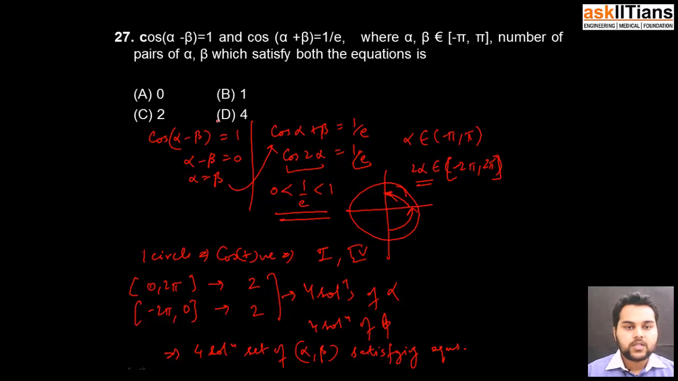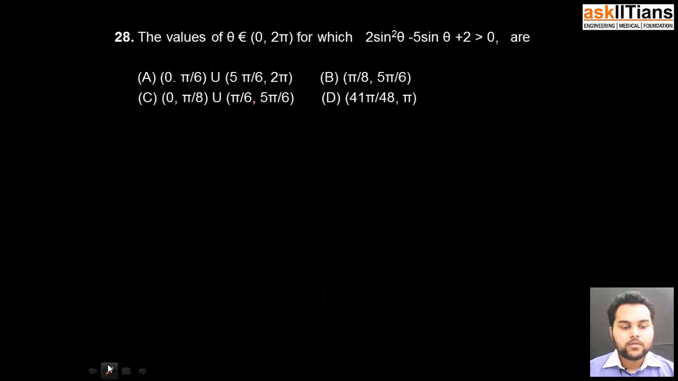So 4 solution sets are possible. That is option D. So the next question that we have is: the values of theta belonging to [0, 2π] for which 2 sin²θ − 5 sinθ + 2 is greater than 0 are. Then some intervals are given to us as options.